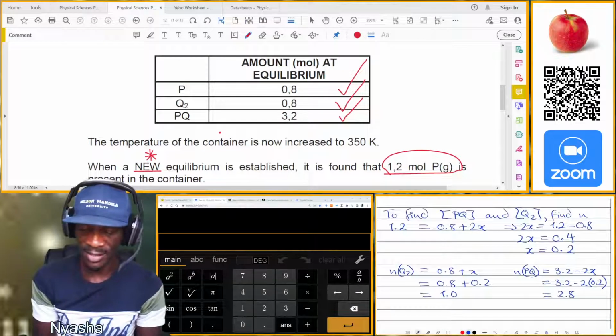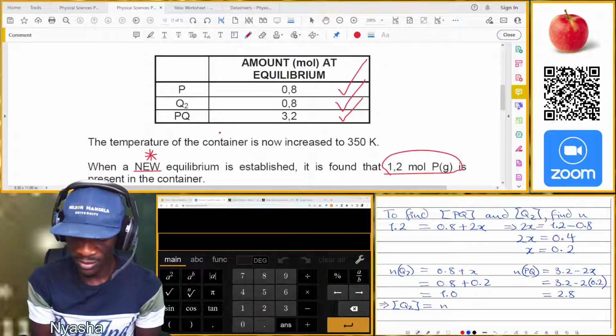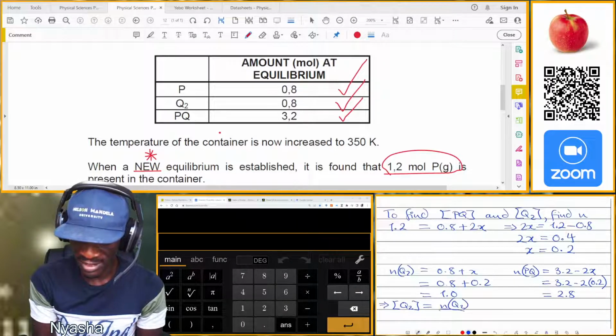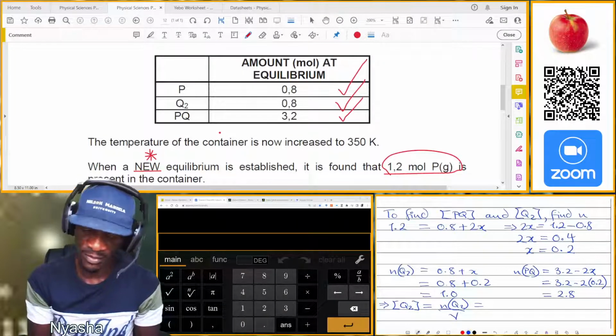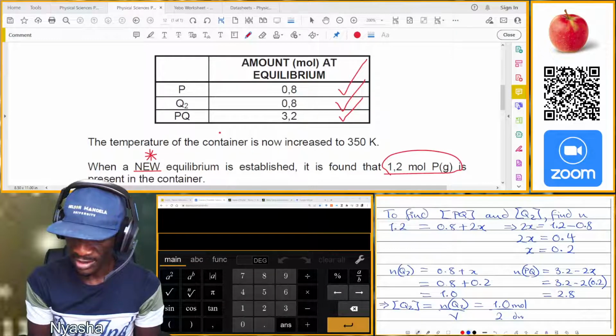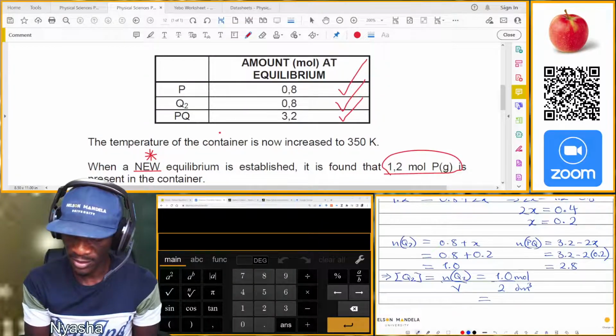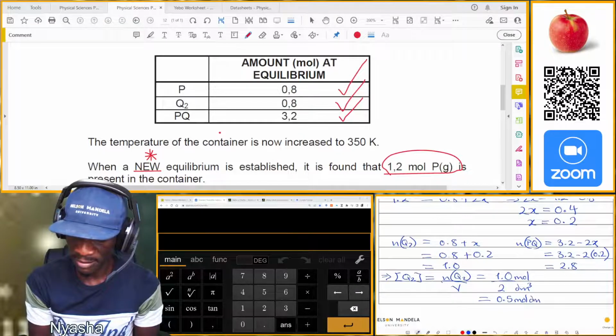So now let's find the concentration. This implies that the concentration of Q2 is equal to the number of moles of Q2 divided by the volume. And what is this equal to? This is equal to 1.0 moles divided by 2 dm cubed. And this must be equal to what? This is equal to 1 divided by 2, 0.5 mole per dm cubed.